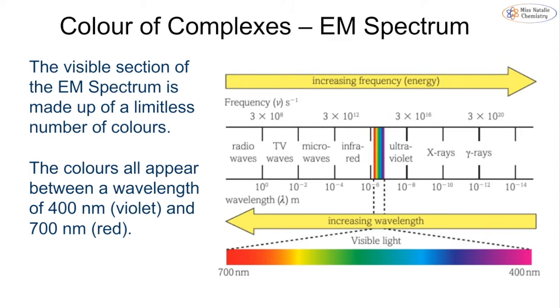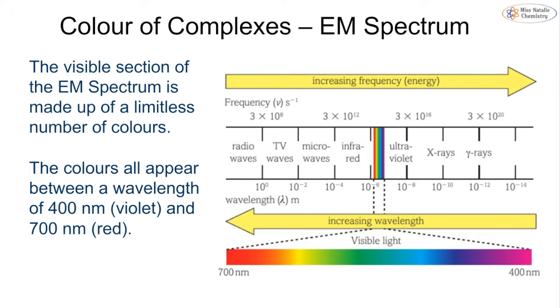and we then look at the visible section. And that visible section of the electromagnetic spectrum is made up of limitless numbers of colours. So these are all the colours that we see every single day. And they all appear between a wavelength of 400 nanometers, which is violet, and 700 nanometers, which is red. And this is the visible region, as I mentioned. So this is the one that we see.